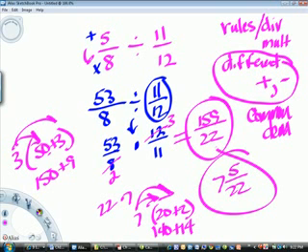Now, we love fractions and we know that they're a lot of work, but if you just take the time to learn this and master this, it will never come back to haunt you and you can be a fraction master.